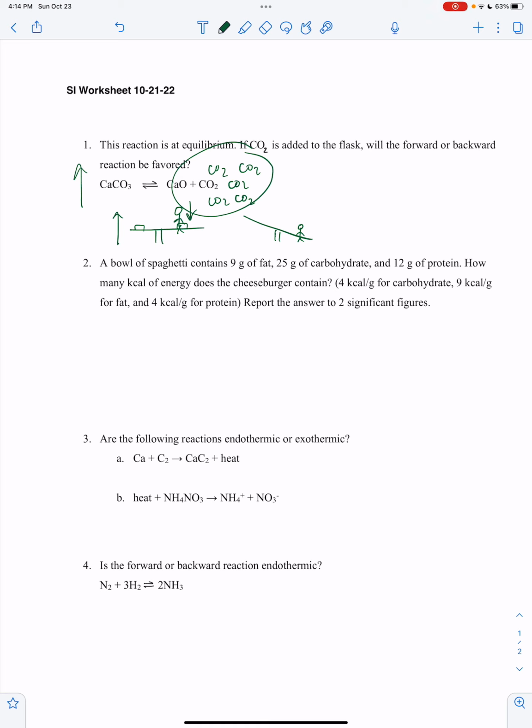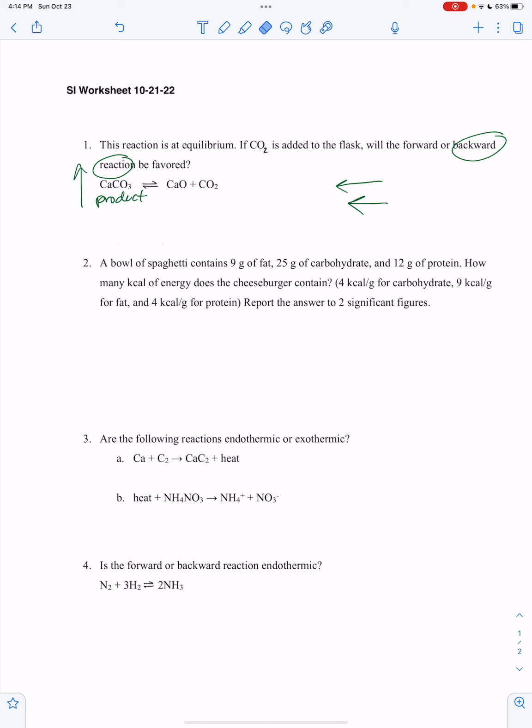Which means that if there's more calcium carbonate produced, this is going to be the product side, which means the reaction is going to the left. And that is the backwards reaction. So that side is going to be favored. Erase all this. Okay.